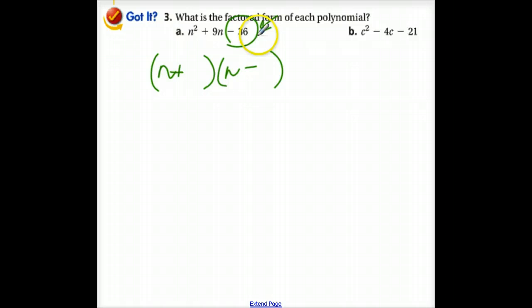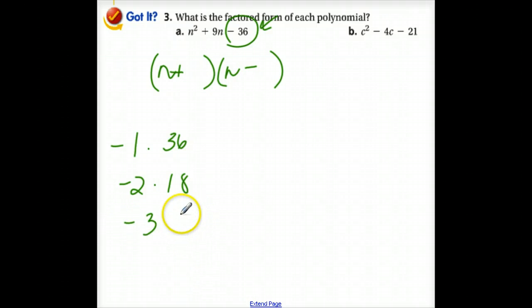Well, I have to think about what can I multiply to get negative 36. Negative 1 and 36. Negative 2 and 18. That's not going to add up to 9. Negative 3 and 12. Let's think about those two numbers. Those multiply to negative 36. Which way do I need to write them to get positive 9? Well, a negative 3 plus positive 12 will get me that positive 9. So n plus 12 times n minus 3 is the factored form.